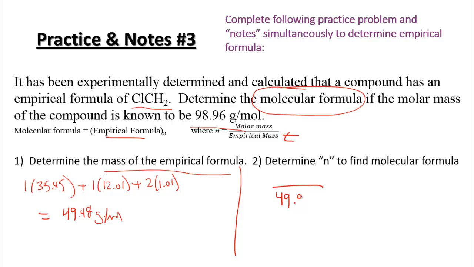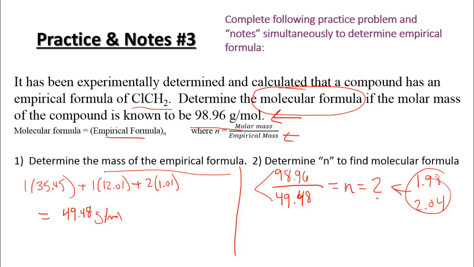The real chemical formula, its molar mass, is 98.96. And here we get our multiplier. When we do that division, we find out that n here is equal to exactly 2. And oftentimes it's going to be something more like 1.98 or 2.04. Those would be close enough we could round to it. So this is a nice problem where it worked out exactly to 2.